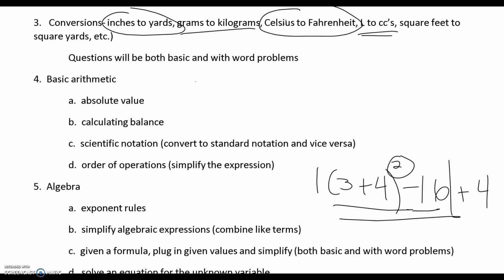the 4. What else? I think that's it for basic arithmetic. Maybe again, two types of problems for each of my topics, the basics, and then maybe there's some kind of word problem associated with these ones. I don't know. A lot of them will be basic. This will be a real basic word problem.